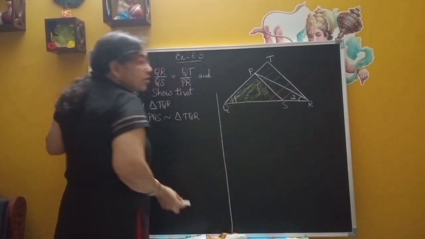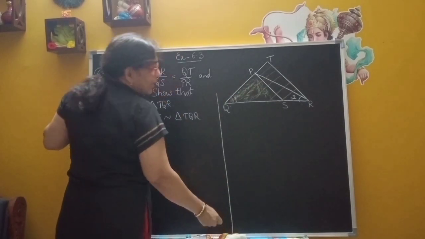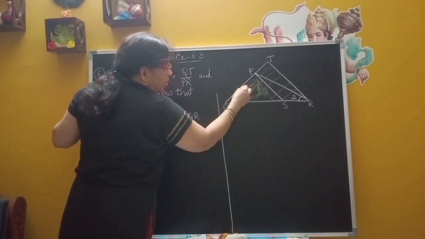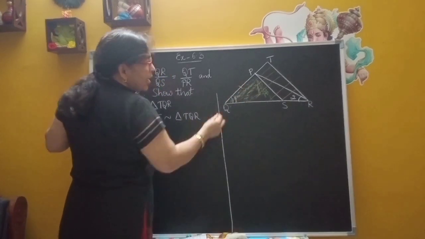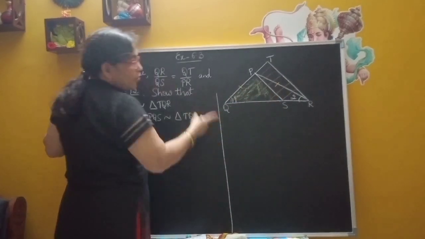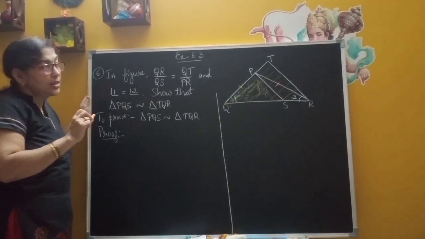It is given. So what do we say? Sides opposite to equal angles. Which are they? For angle 2, this is the opposite side. PQ is the opposite side for angle 2. And for angle Q, which is the opposite side? This one, PR. So these are equal. You have learned this in isosceles triangle, isn't it?